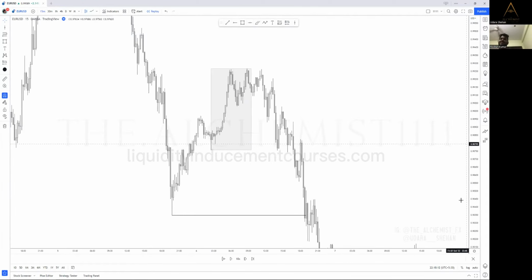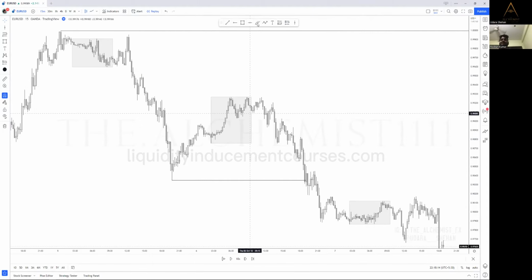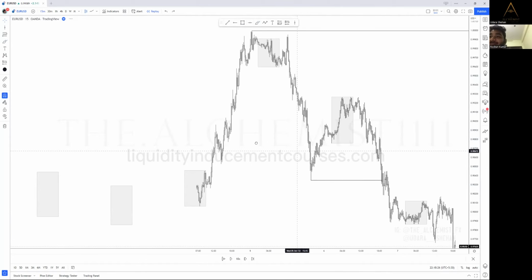Okay, let's see. This day, of course, I have no idea what happened because this Asia was clearly equal highs, right? Can you see that? It was clearly equal highs. I was expecting London to do this and fall. But nah, London just continued this bearish move down. I don't know why. Let it go.